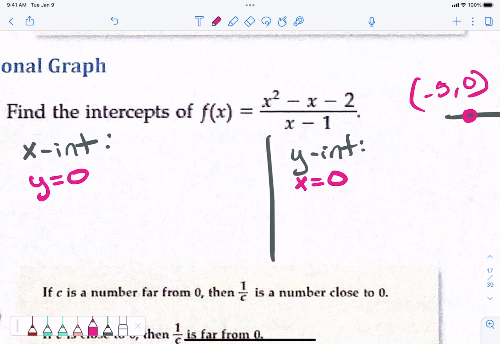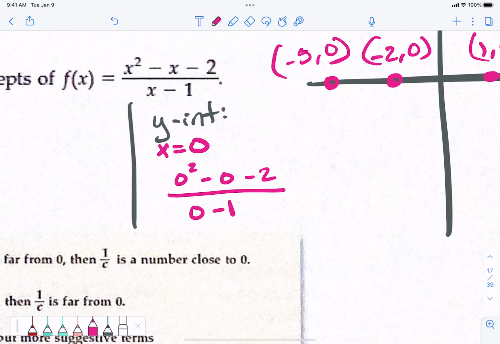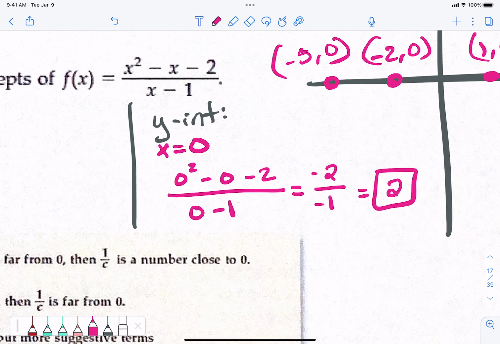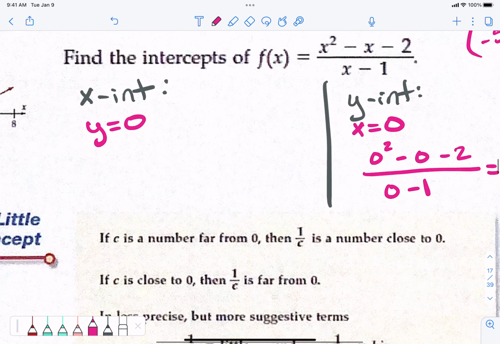Okay, let's do the y-intercept first because that's easier. If I plug 0 in for all of the x's, I have 0 squared minus 0 minus 2 over 0 minus 1. All of that stuff on the top becomes just -2. All the stuff on the bottom is -1. So my y-intercept is 2. You see that? Positive 2? Go over to the graph on the left side. Is it intersecting the y-axis at a positive 2? Yes. Great.